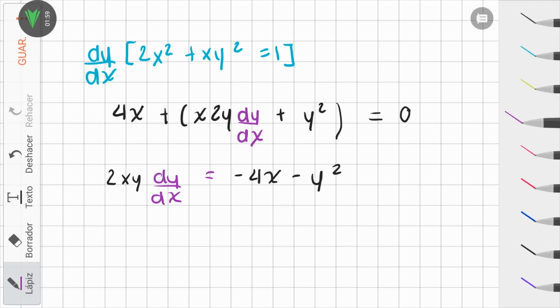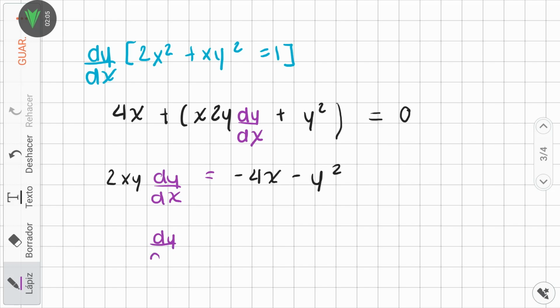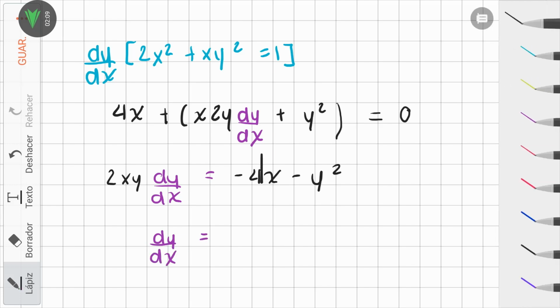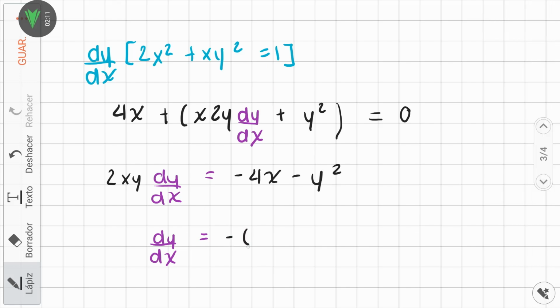Next step is simply to move this 2xy to the other side by dividing, so simply write dy/dx is equal to, you factor out this negative just to make it look better, and then you divide that by 2xy. So this will be the answer, or the derivative of this function.